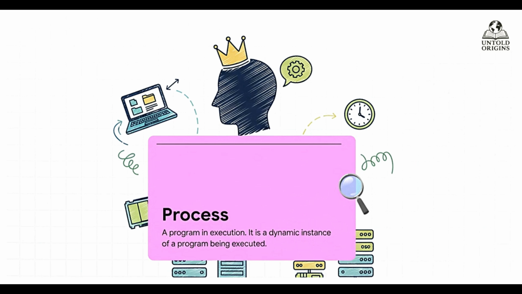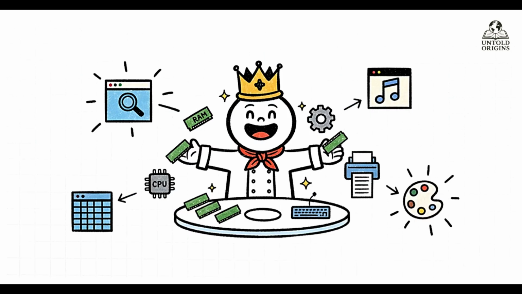Now, here's a really crucial distinction. We talk about programs all the time, like our web browser or a game. But to an OS, that program is just a static, lifeless file. It's only when you launch it that it becomes a living, breathing process, a dynamic task that is actively using up memory and CPU time. And this is what the OS is truly managing, not the app sitting on your desktop, but the countless active processes they create.